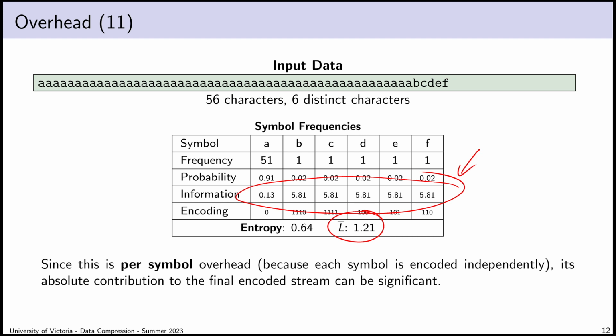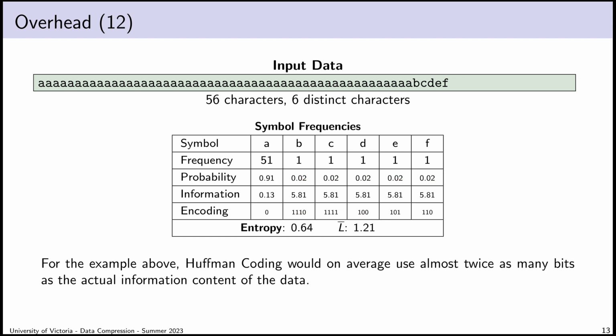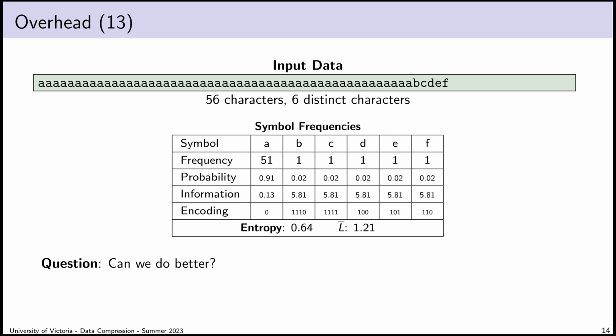If entropy is 0.6, more or less, and L bar is 1.2, more or less, that means if I encode a long sequence, the length of the encoding will be almost double what it should be according to our entropy bound. And so that's what the slides are saying, fair enough. So our question is, can we do better? Is there anything we can do to address this?